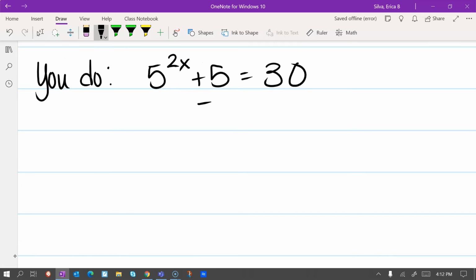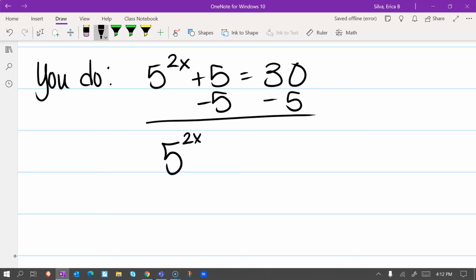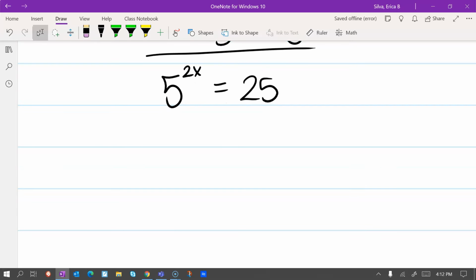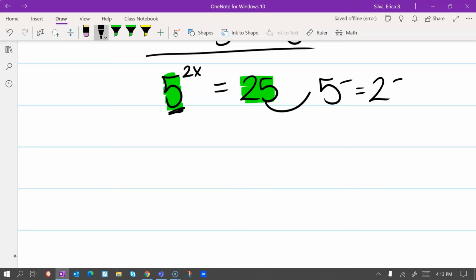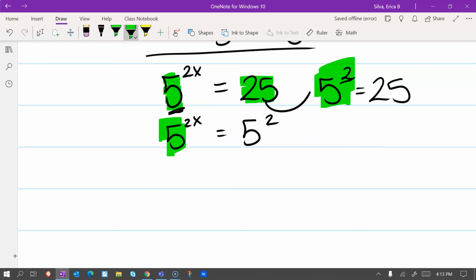Okay, the first thing we want to do is subtract 5. Now we have our base with our exponent by itself is equal to 25. We want the bases to be the same, and in this case, they are not. So we're going to change that 25 to base 5, because we want to keep the same base. 5 to what power will give us 25? It's 5 to the second power. So we're going to replace 25 with 5 squared. And now that we have our bases the same, we can set our exponents equal to each other.